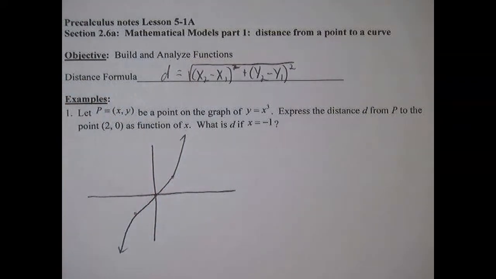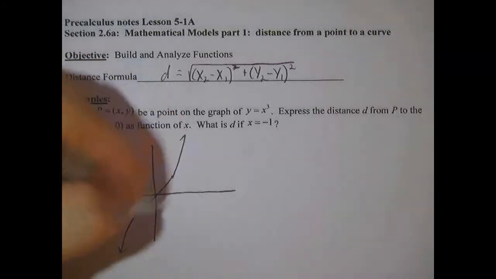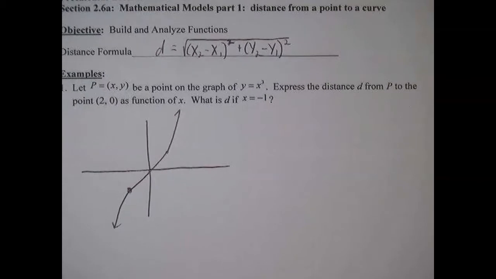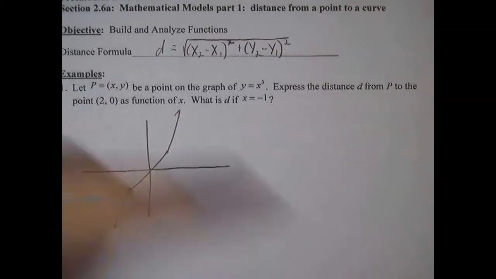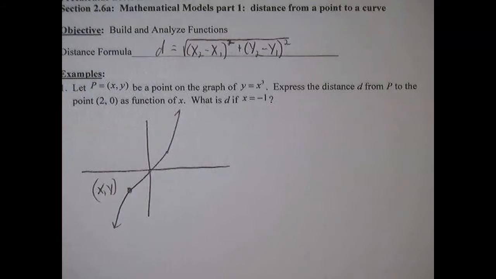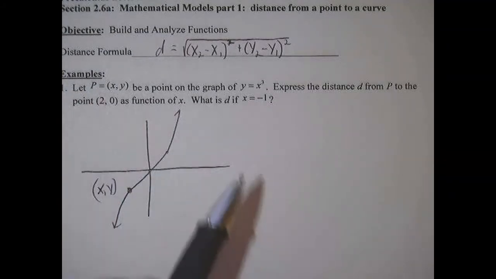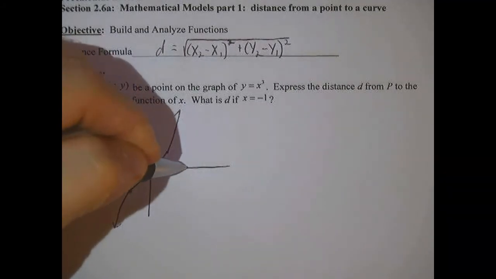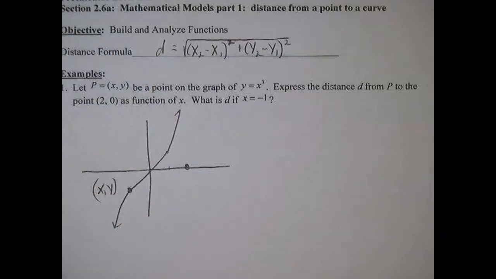Okay. Now, we're going to pick a point on that curve, and it could be anywhere on the curve that you want. Why don't we just pick a point like right here? Maybe that's negative 1, negative 1. Maybe not. It doesn't really matter because we're going to call it x, y. All right, now we have a point that we're specifically looking for, which is 2, 0. So if this is 1, 2, let's call that 2, 0.